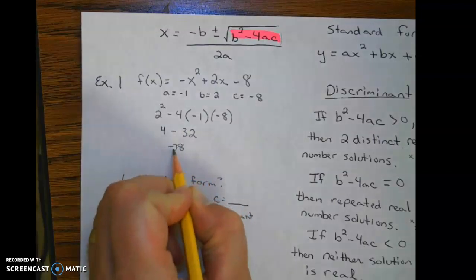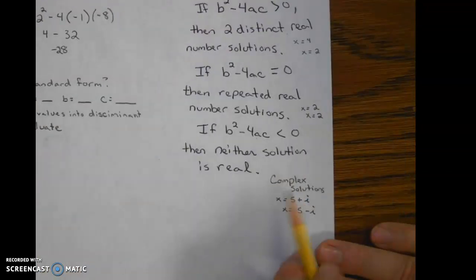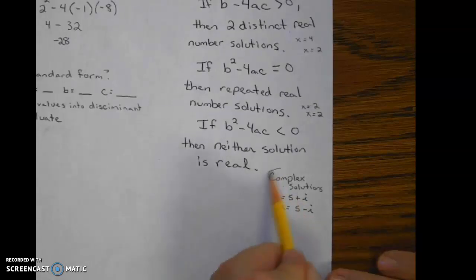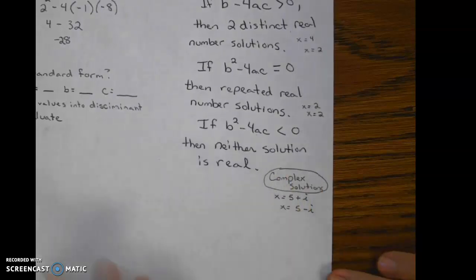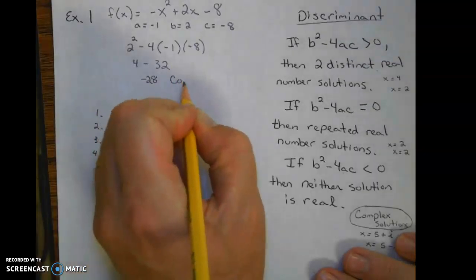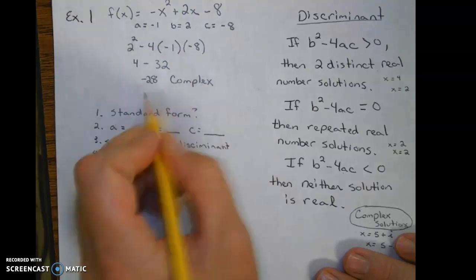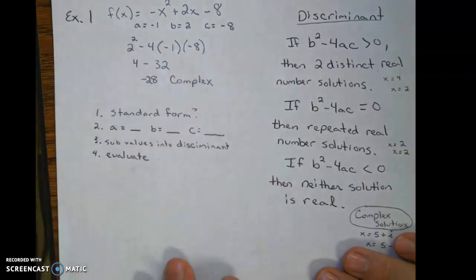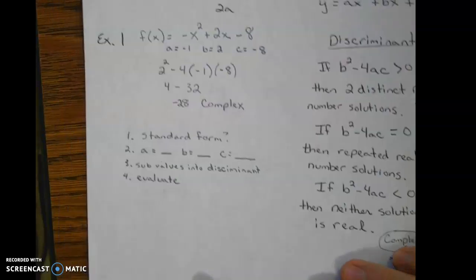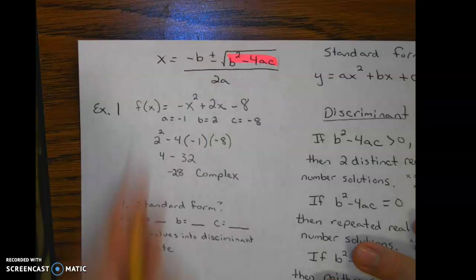So our discriminant is less than 0. So we're going to have complex solutions. That's the first thing I want you guys to do, is determine the type of solutions we're going to get. Alright, so the next thing we're going to do is go ahead and plug this into our quadratic formula.